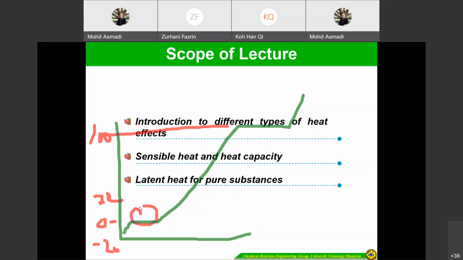So here is ice and water. This one is water and vapor or steam. So this one you have to use latent heat. This one is sensible heat, because this one is a change in temperature. This one is a change in phase, but no change in temperature. So you have to remember that.